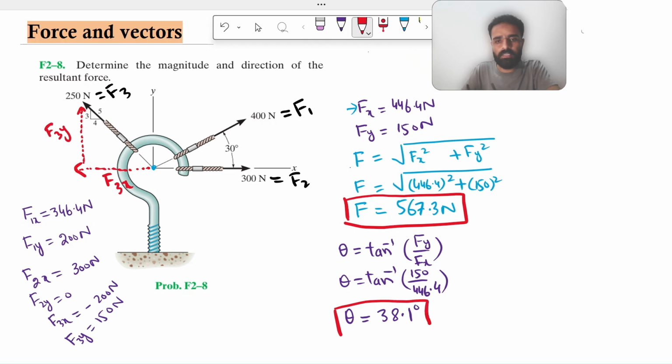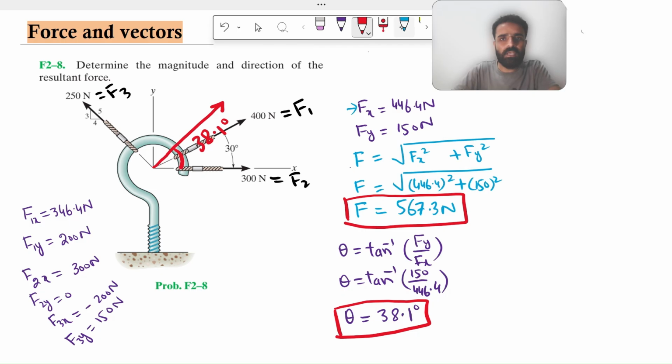So theta is 38.1 degree. So it means that the resultant force is acting somewhere here. So this angle is 38.1 degree, and this is the resultant force, whose value is 567.4 Newton. So the x and y components are acting here, like this will be the y component, and from the origin this will be the x component. So this is Fx, which value is 446.4 Newton, and for Fy it will be 150 Newton. So this will be the Fy.